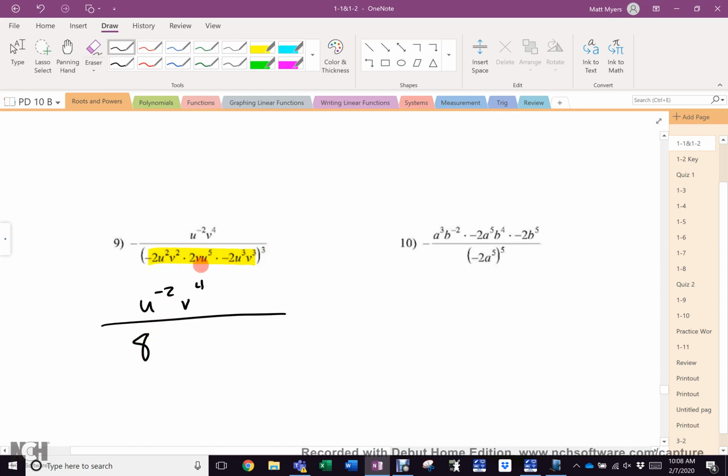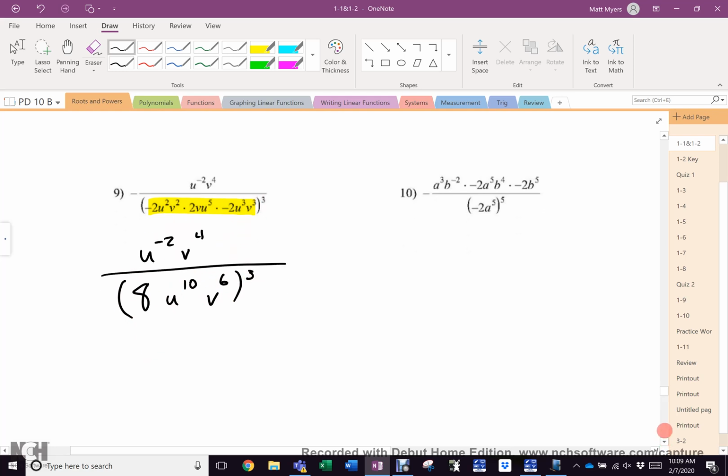U squared, u to the 5th, u cubed is u to the 10th. V squared, v, and v cubed is v to the 6th. And all of that is cubed. Now what do you want to do? Distribute the 3. You're going to deal with the 3, so you're going to rewrite because you're not lazy and you don't want to make a mistake. 8 cubed is 512. U to the 30th, v to the 18th.